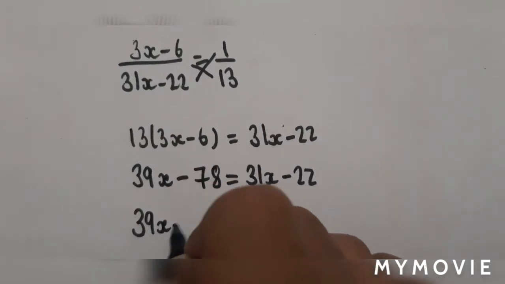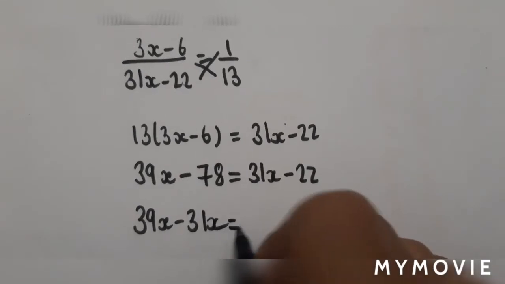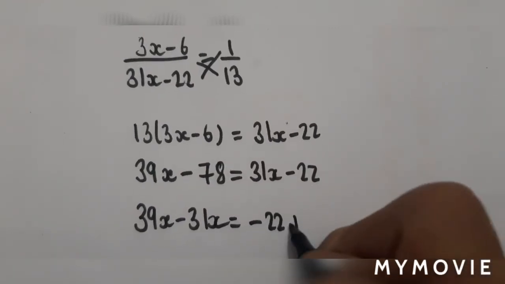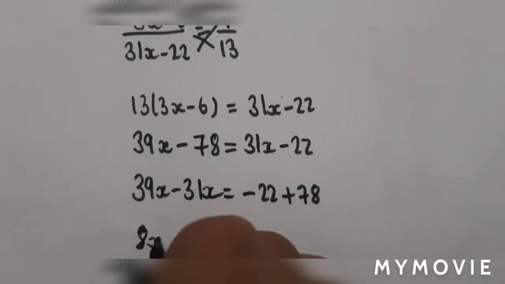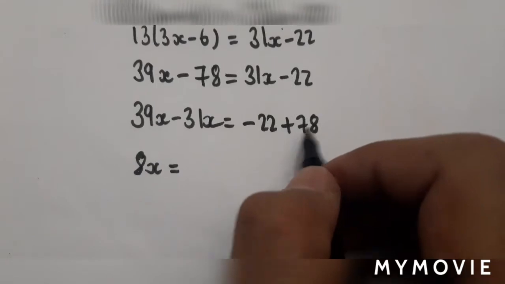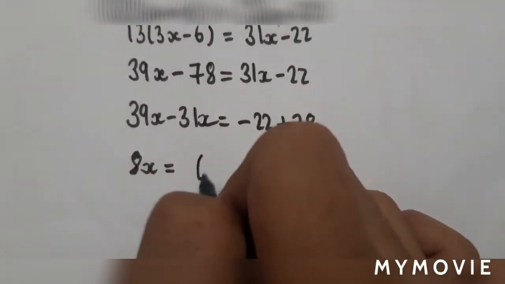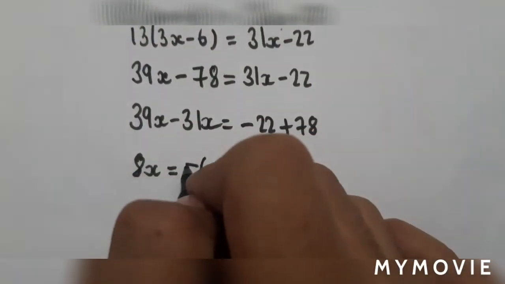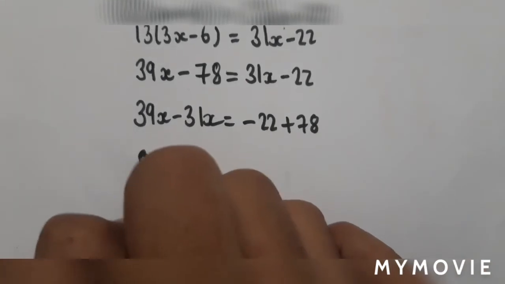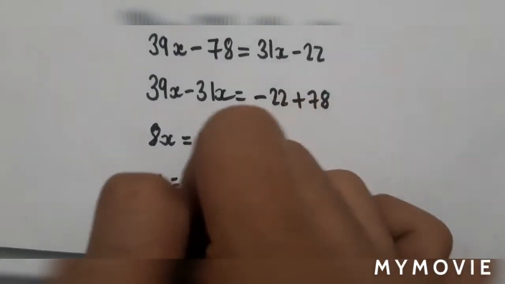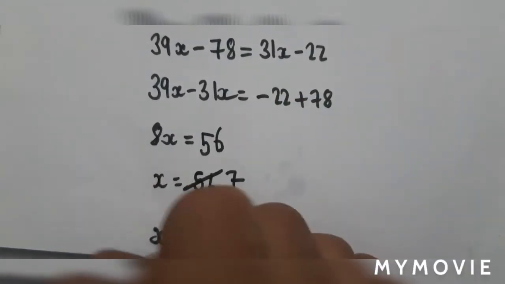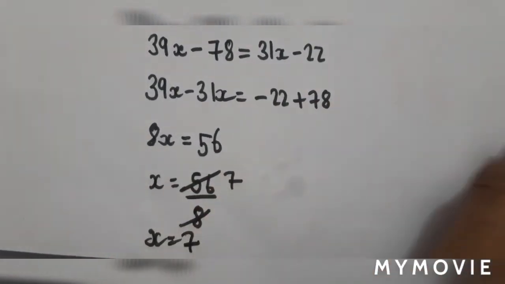So take 31x that side. So 39x minus 31x, and 78 that side, minus 22 plus 78. So you will get 8x is equals to, if you subtract it, you will get the answer 56. So x is equals to 56 by 8. 8 7s are 56. So friends, we got the x value as 7.